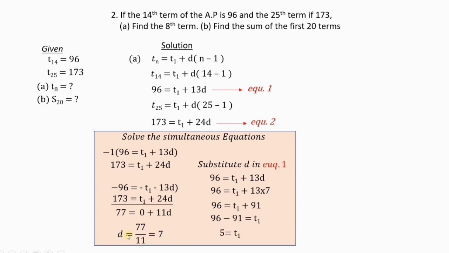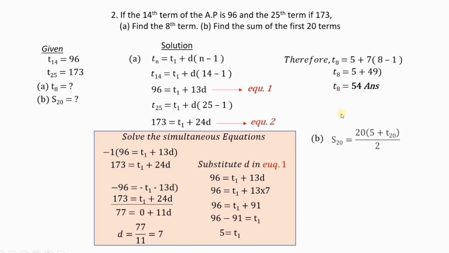So we use the D and the T1 as we have solved in our general equation to solve for T8. So T8 becomes 5 plus 7 into 8 minus 1. 8 minus 1 is 7. 7 times 7 is 49. 5 plus 49 is 54. That becomes our T8. Now B, we go to S20.